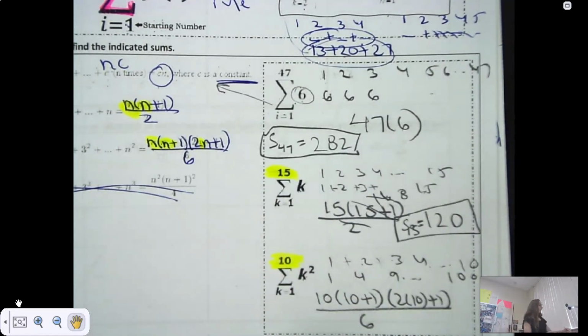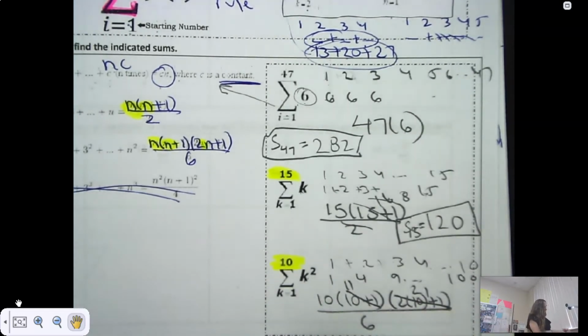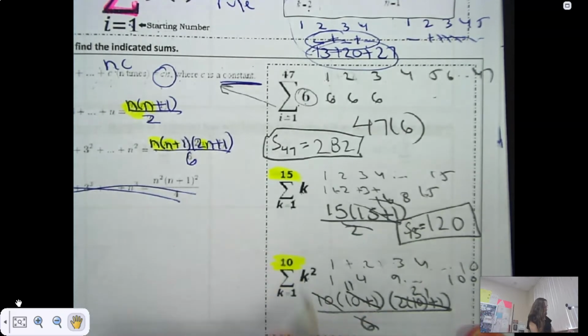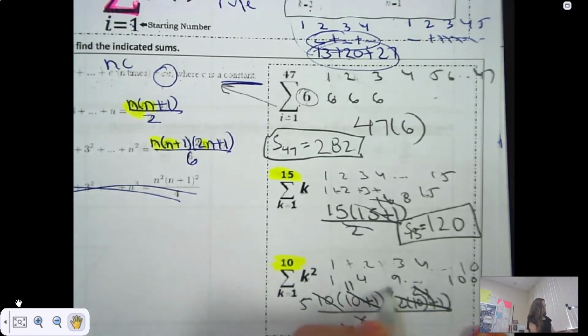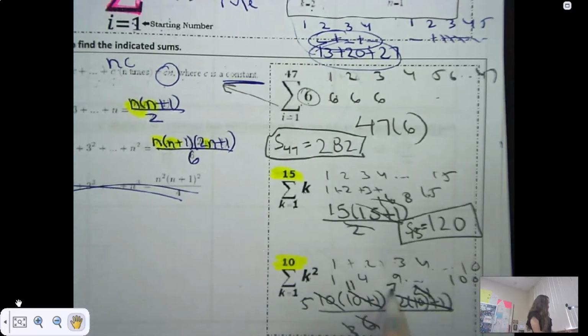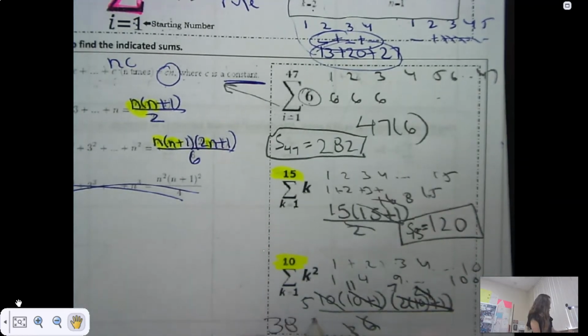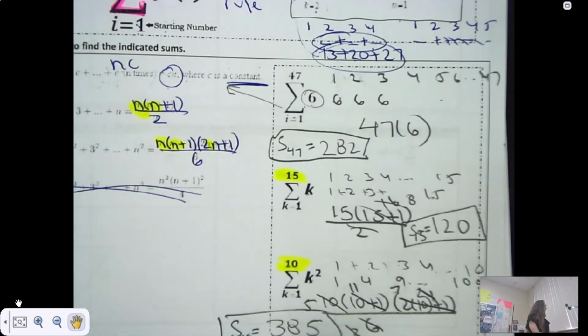Okay? 10 plus 1 is 11. This is 21. I'm going to simplify because I can't help myself. 5 and 3. And then 3 goes into 21 7 times. And then 7 times 5 is 35 times 11 is 385. So the sum of the first 10 numbers is 385.